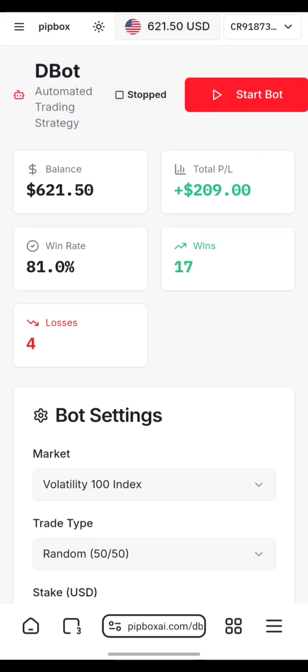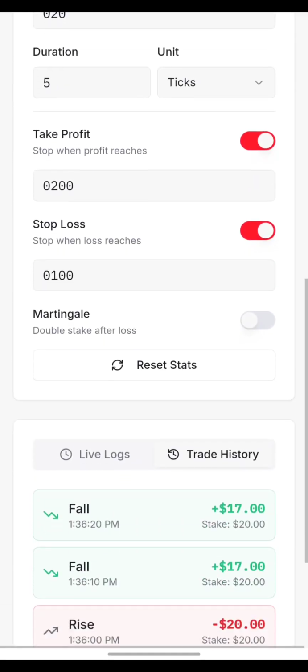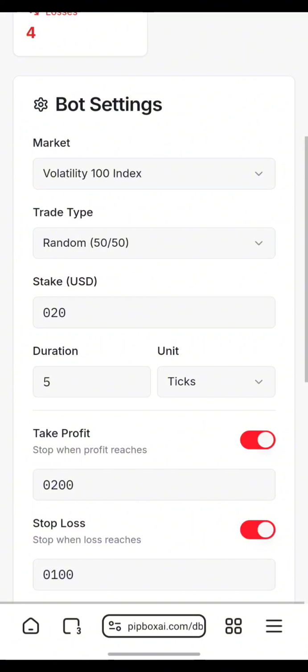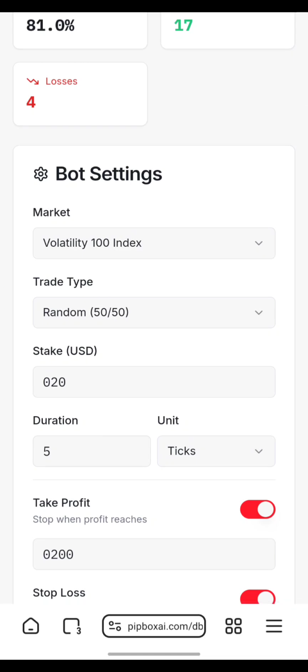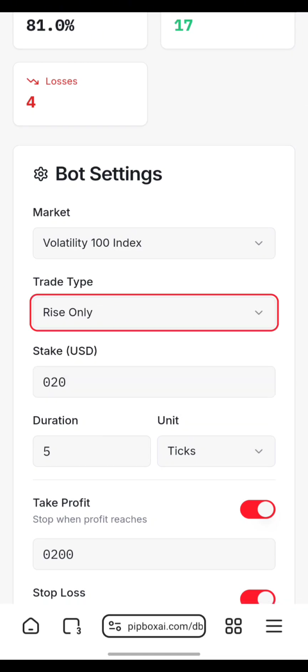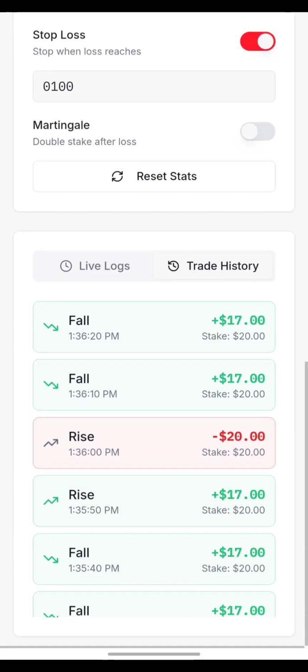And you know what, we hit our take profit of 200 USD. That was our take profit. Look at that, beautiful. Now I want to change this trade type. I don't like it. I just want to go rise only.